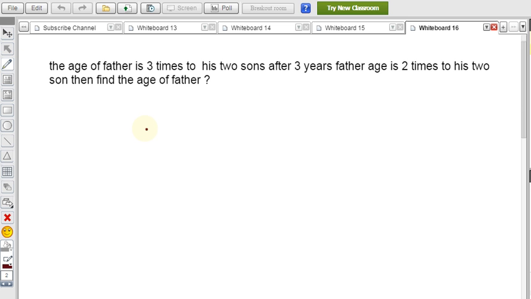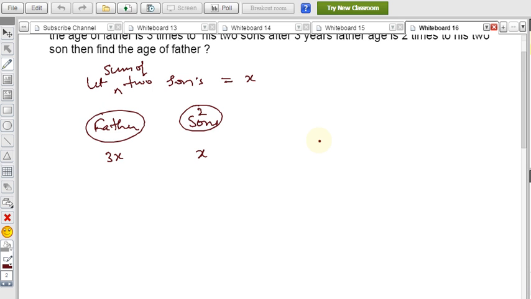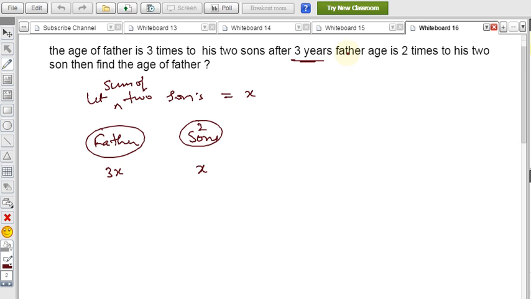Now let us see this with the shortcut trick. Let the sum of the 2 sons' ages be x. Like previous, the father and the 2 sons together. If it is x, the father's age is 3 times, so 3x. Then after 3 years, plus 3 for the father, and for the 2 sons plus 3 and one more plus 3, because individually they will increase their age. After 3 years, it is 3x plus 3 and x plus 6.